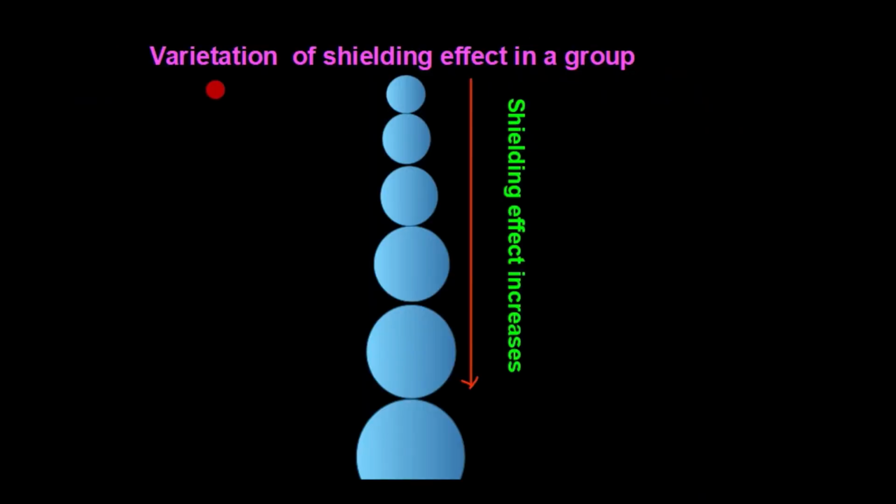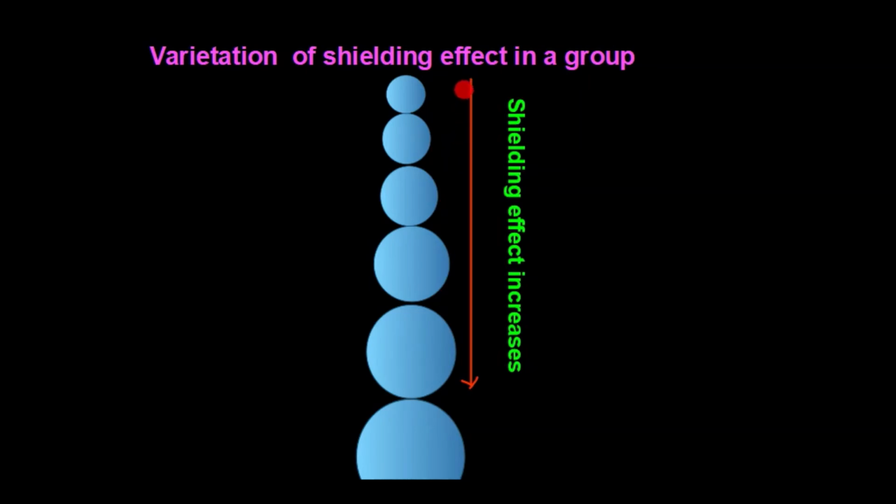First of all, we will see the variation of shielding effect in a group from top to bottom. As we move from top to bottom in any group of the periodic table, due to increase in the atomic number, electrons increase. Due to increase in number of electrons, new shells are added to keep these electrons. So as a result, atomic size increases from top to bottom in any group of the periodic table.